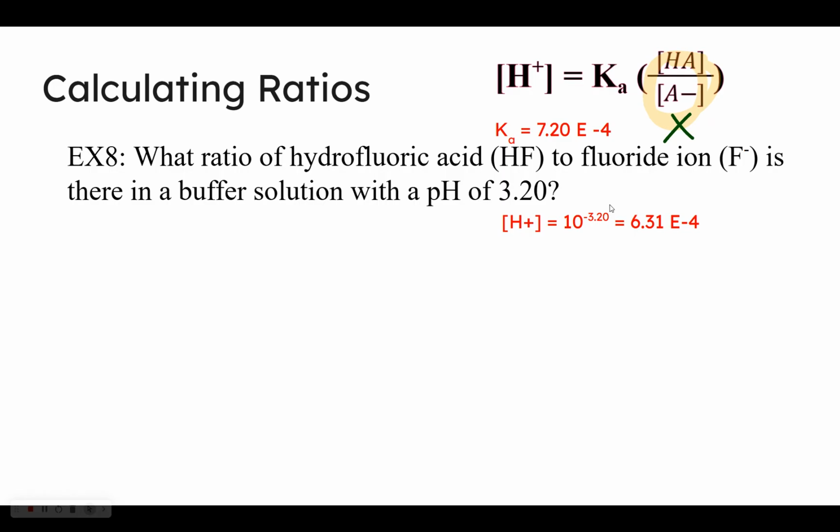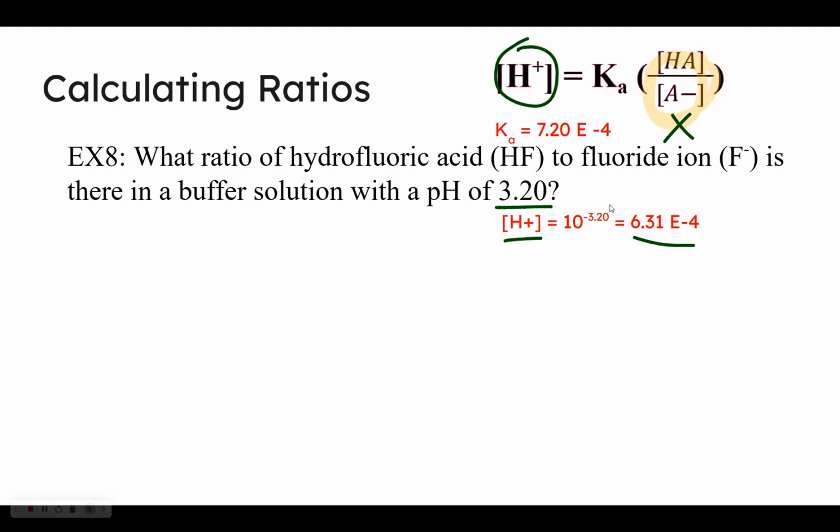And remember, we can find the pH by taking the negative log of our H plus concentration, which means to undo that negative log, we do 10 raised to the negative of whatever our pH is. So 10 to the negative 3.20 would give me an H plus concentration of 6.31 times 10 to the negative fourth.